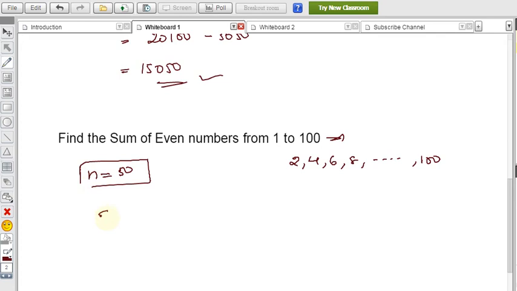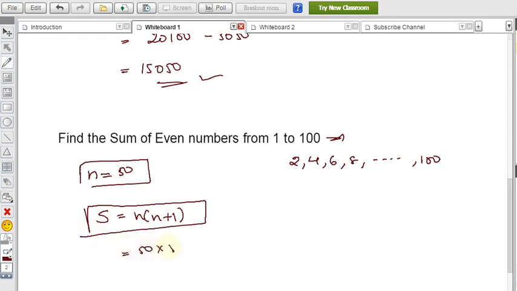Now the formula is S equals N into N plus 1. This formula is only for even numbers. That is 50 into 50 plus 1, so 50 into 51, which we can multiply to get 2550. So 2550 is the sum of the even numbers from 1 to 100. You can use this formula for even numbers.